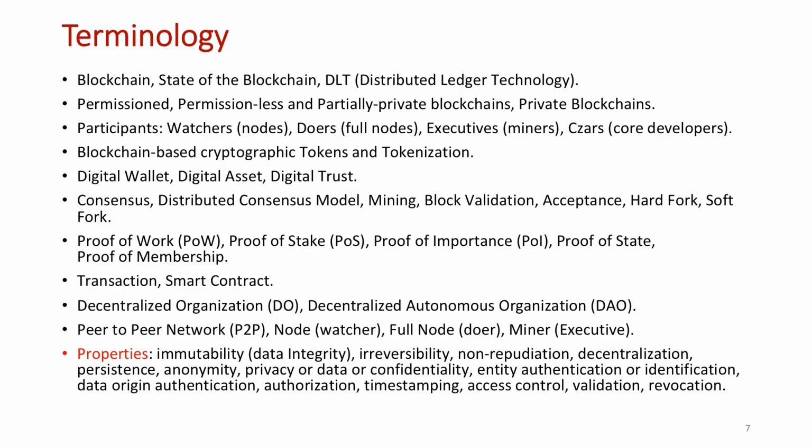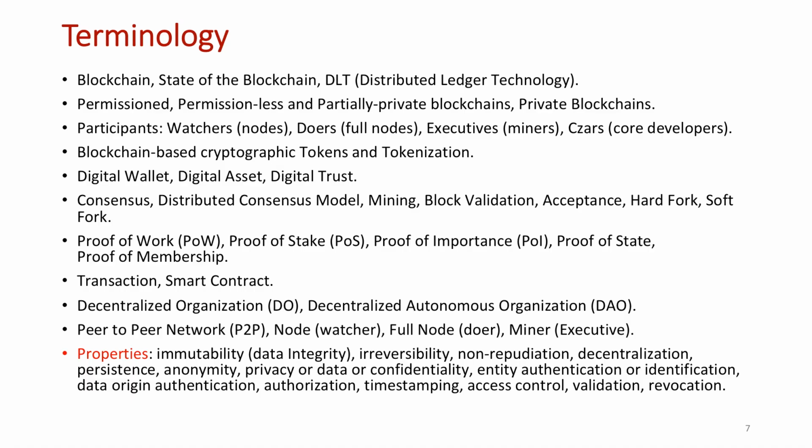Now, this is the soup of terminology. There are lots of terms here. I'm going to use them, and I will try to introduce some of these things, but it's worthwhile to remember. So there we have a blockchain, state of blockchain, and DLT. I'll talk about the difference between those in a second. Now, these blockchains can be permissioned, permissionless, or partially private and private blockchain. Permissioned means that the people who have access to the blockchain are not everybody, but only those people who have permission to do that. And there are permissionless ones where everybody, like Bitcoin, anybody can have access.